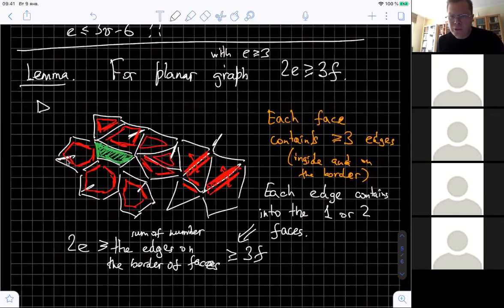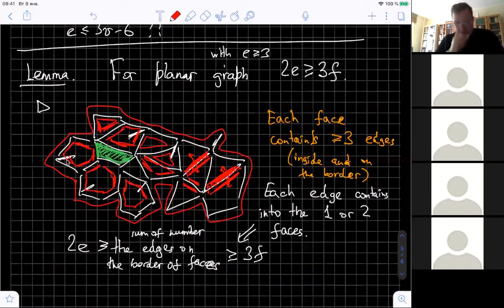Do you understand? Do you have any questions? Maybe I need to write some more examples. If I take the edge and write it 2 times, one on the one side and one on the outside, then I can summarize it, and I will calculate the number of edges inside each face. And the number of edges inside each face is 3.